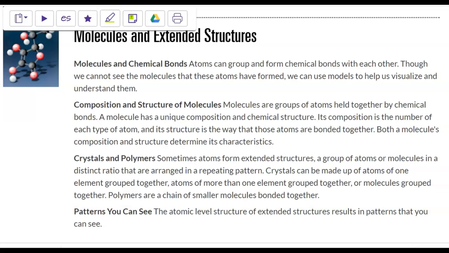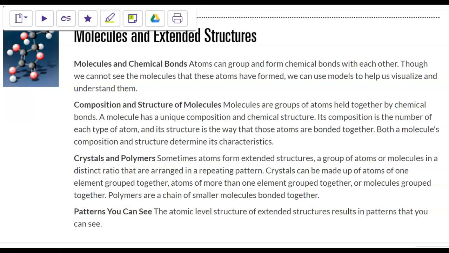Composition and structure of molecules. Molecules are groups of atoms held together by chemical bonds. A molecule has unique composition and chemical structure. Its composition is the number of each type of atom, and its structure is the way that those atoms are bonded together. Both a molecule's composition and structure determine its characteristics.